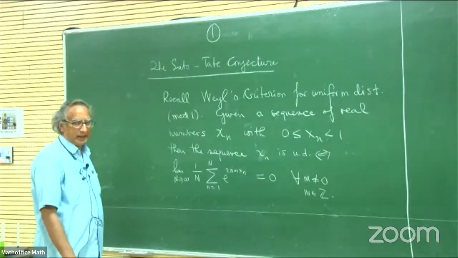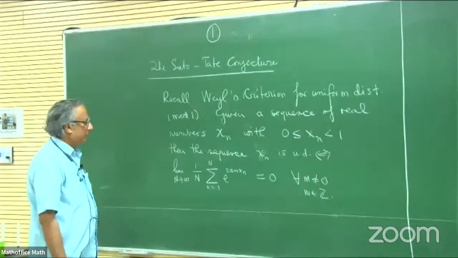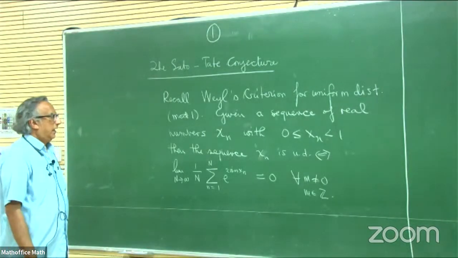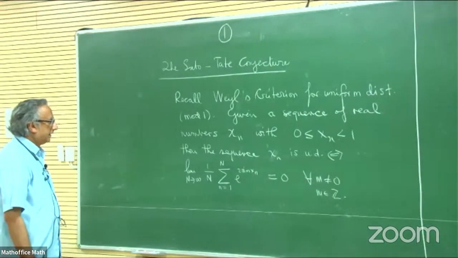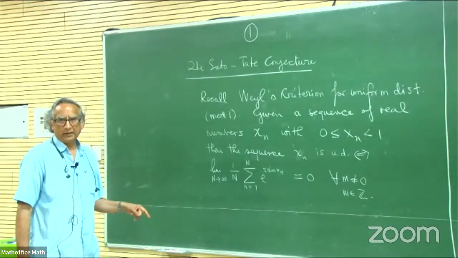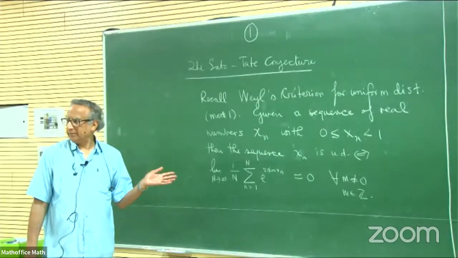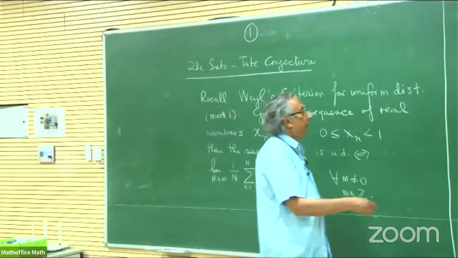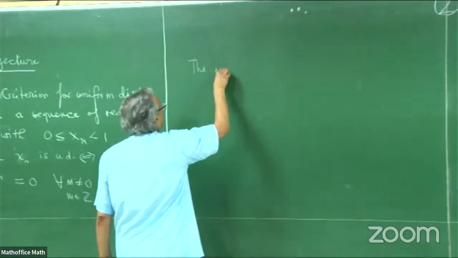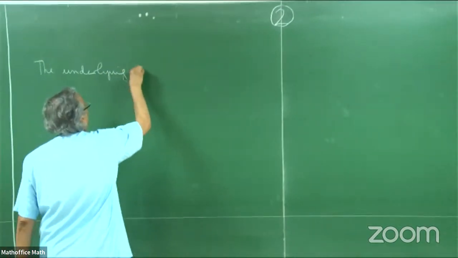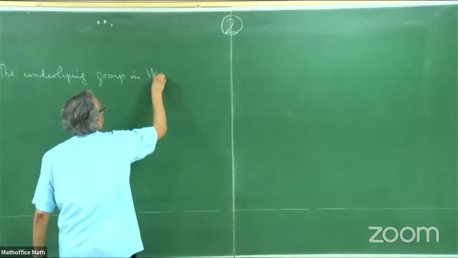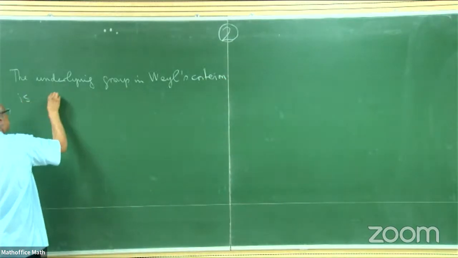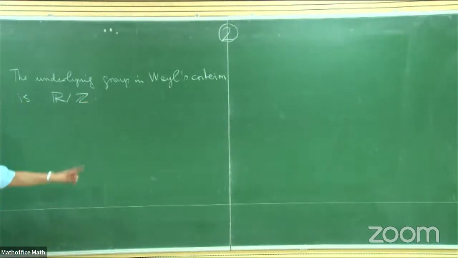And of course, you probably only need to check positive m, since by complex conjugation you have the same result. But anyway, this is the Weyl criterion that is familiar to probably most of you. The interesting thing is that what is lurking behind this Weyl criterion is group theory. There's a group here, and what are these e to the 2 pi i m x_n's? Well, they're characters of the group. The underlying group in Weyl's criterion is the torus, R mod Z.